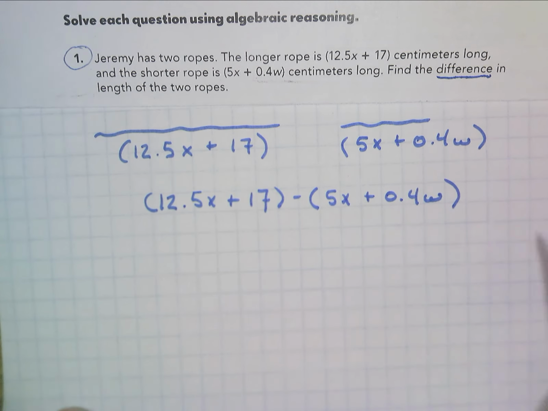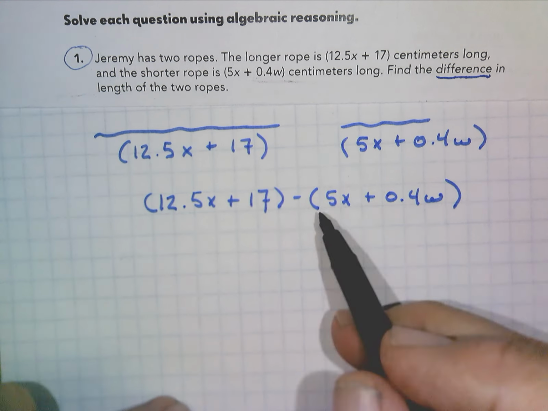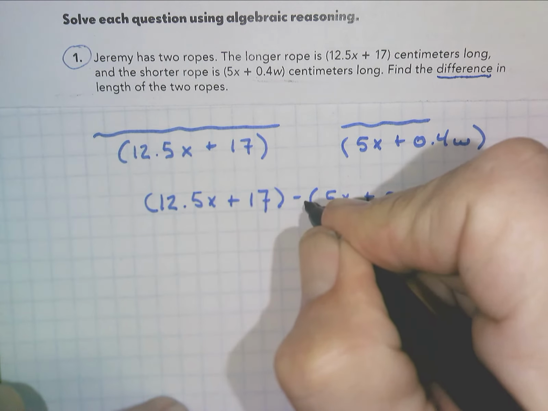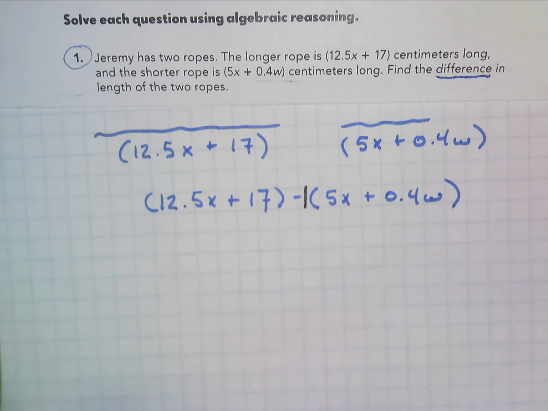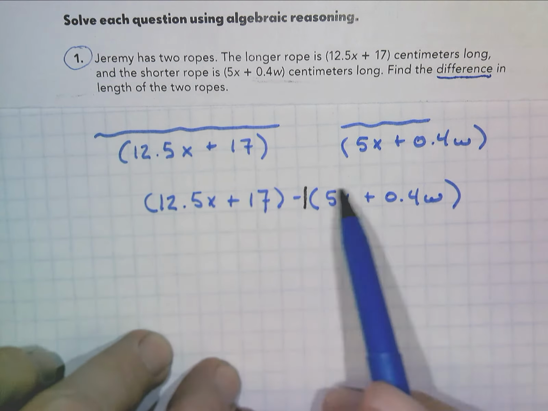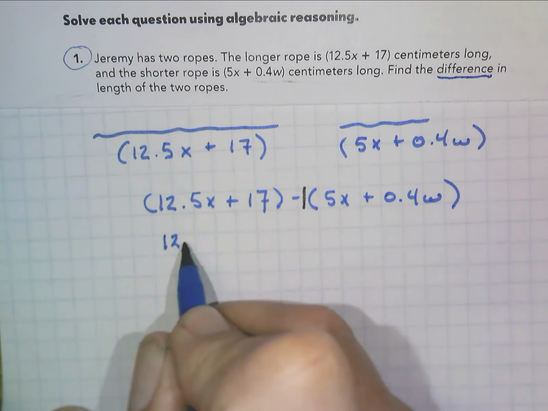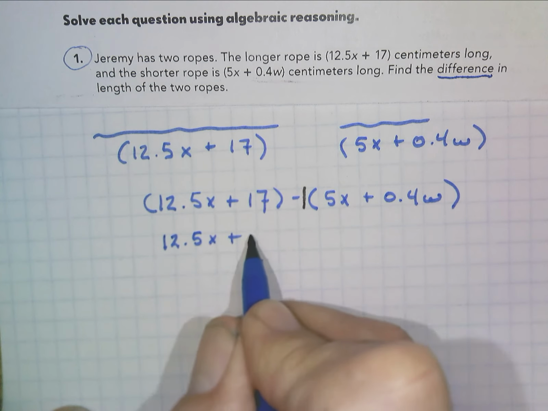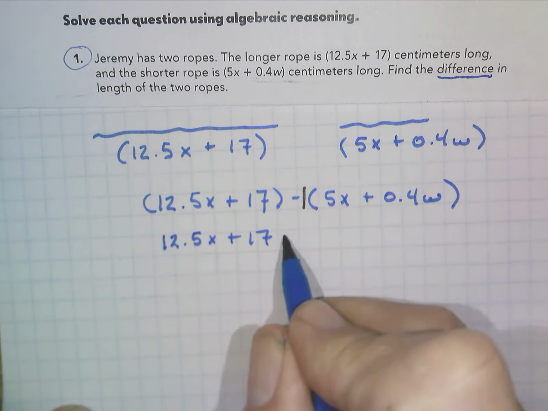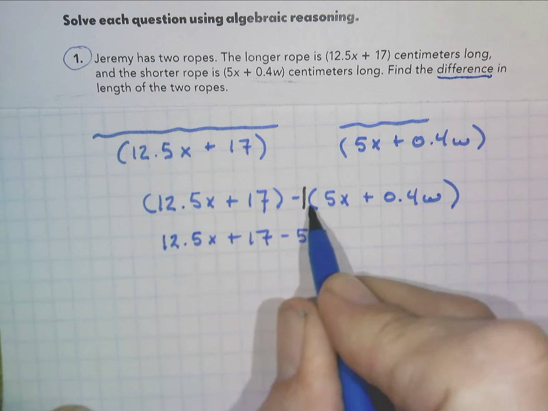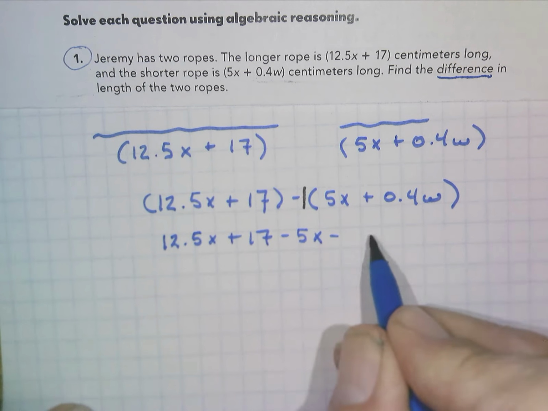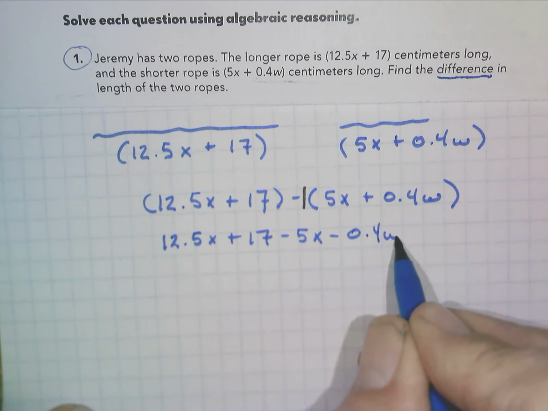So I've set up my equation, and let me try a different color here. Remember, when we are subtracting this quantity, the first thing we have to do is I'm going to put a 1 there to help you get your mind around the fact that we have to distribute this negative, which is like distributing a -1. So I'm going to take away the parentheses here. -1 times 5x is -5x. -1 times 0.4w is minus 0.4w.